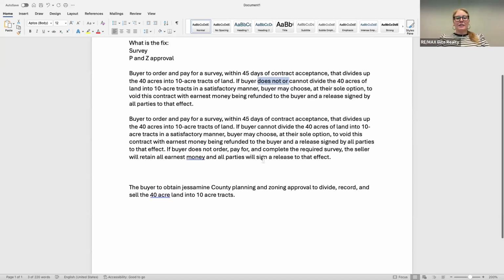Okay, so let's do the planning and zoning one. The buyer to obtain Jessamine County Planning and Zoning approval to divide, record, and sell the 40-acre tract of land.